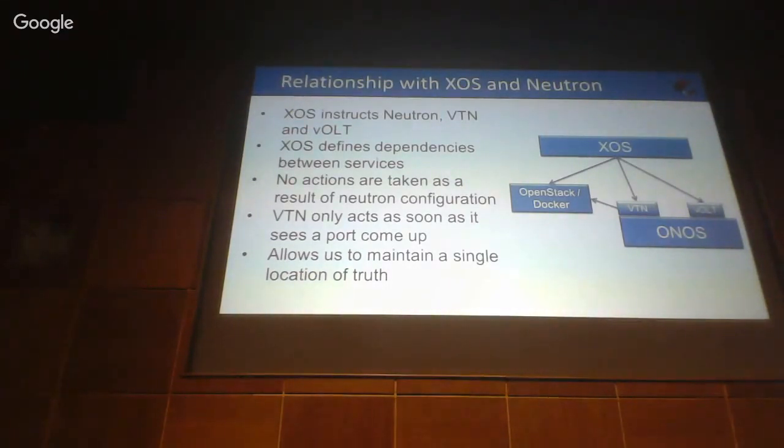So there's no place where we have to sync states about the network, which is bad. If you have two places where there's networking state, and these two get out of sync, then you don't know what's happening anymore. And you don't know how to back out of it either, because you don't know who was right. So it's just easier to maintain a single location of truth.